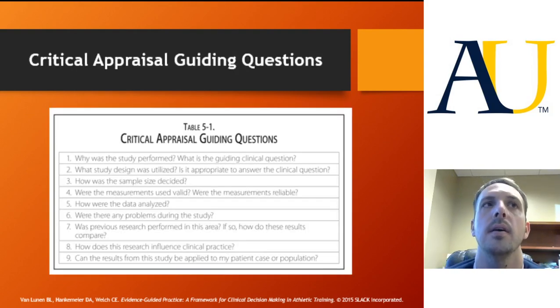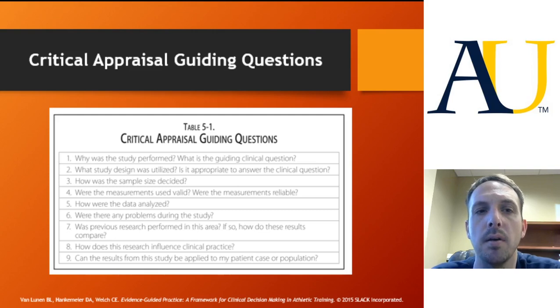So overall, for our guiding questions, there are about 9 here that this group utilizes. There's a bunch of different groups and associations that have guiding questions, basically questions for you to answer while you're reading the research. And we'll go through how to answer each of these and what each of these means.